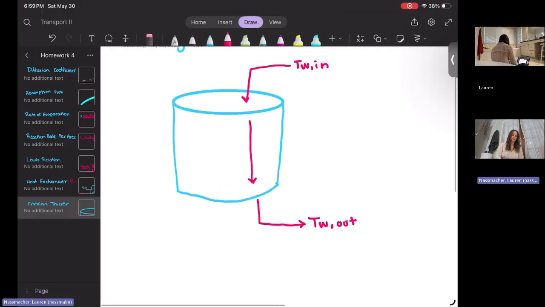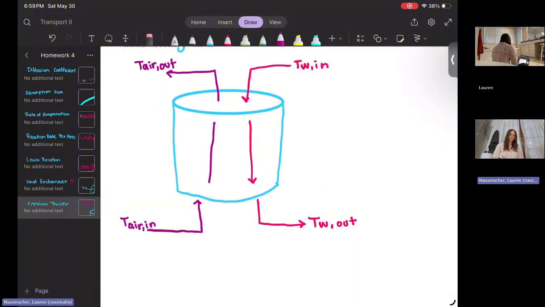Now for our air, the air will come in from the opposite direction. And the temperature of our air in will be cool. And then it will come out and it'll be warmer than it initially was. That's the air out. And the reason is because these two forces are acting on one another. This air is cooling the water, right?